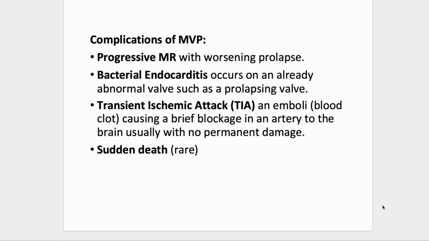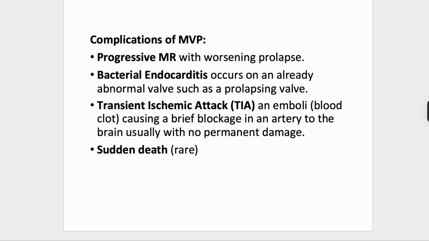And here are some complications of mitral valve prolapse. So you have progressive regurgitation. The worse the prolapse, the more regurgitation you'll get. You can end up with bacterial endocarditis. I will say, as a general rule of thumb, on any valve that has something abnormal going on with it, they are more at risk of developing an endocarditis or having a thrombus stick to it or any of those things. That increases their risk.